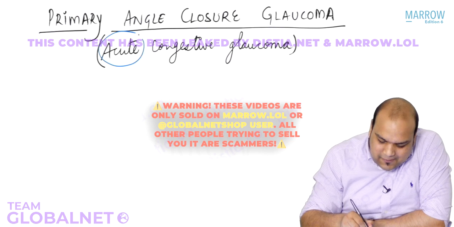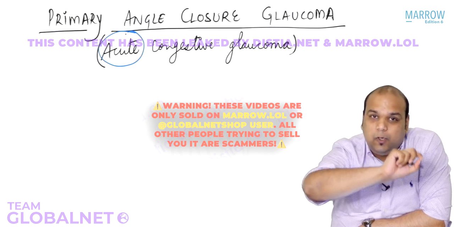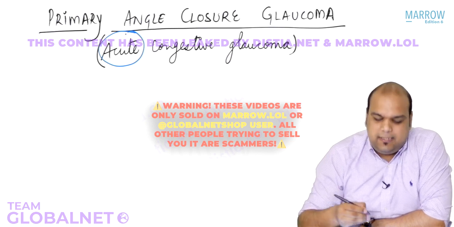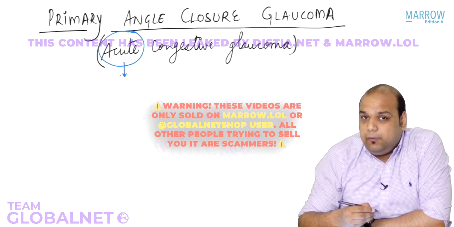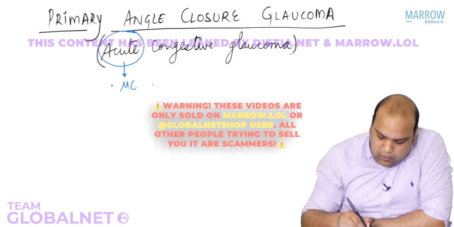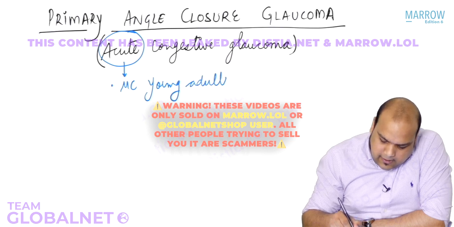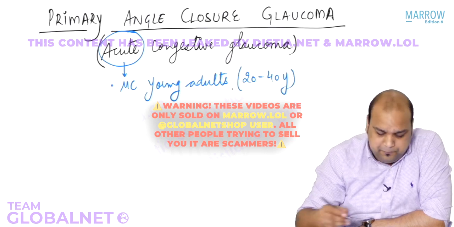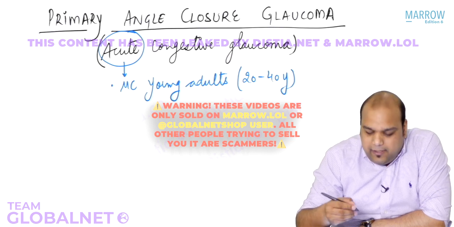The word acute differentiates it from open angle glaucoma, in the fact that open angle glaucoma was a chronic disease, but this is usually an acute presentation. And it is more common to present in young adults around 20 to 40 years of age. More common, guys. Okay?